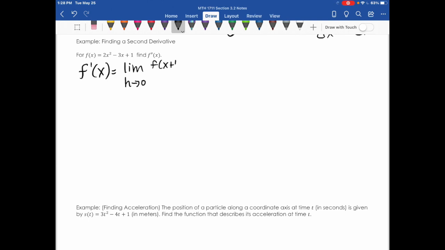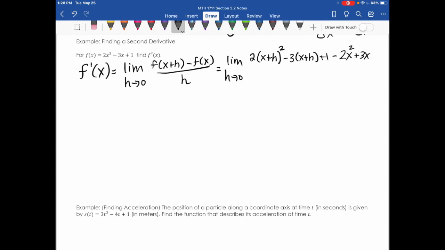So we're going to do the limit as h approaches 0 of f of x plus h minus f of x over h. So we're going to do the limit as h approaches 0 of 2, and then in parentheses I have x plus h squared minus 3 times x plus h plus 1, and then I subtract the function, which is 2x squared minus a minus 3x gives me a plus 3x. And if I subtract a 1, that gives me minus 1. And then this is all over h.